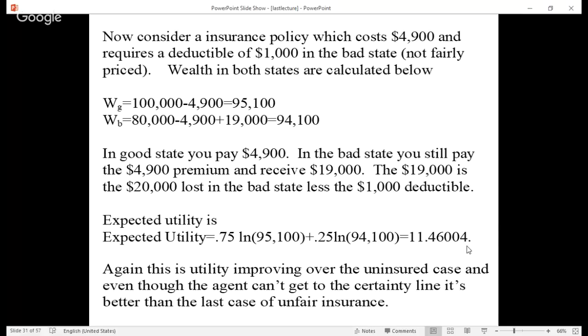But in general, insurance, as long as it's not overpriced, is going to be utility improving for the agent, as long as you're risk averse. If you're risk seeking, you probably wouldn't want the insurance. If I had a utility function where they're risk seeking, they wouldn't want it. If they were risk neutral, the only insurance they would buy is the fair insurance. Perfect.